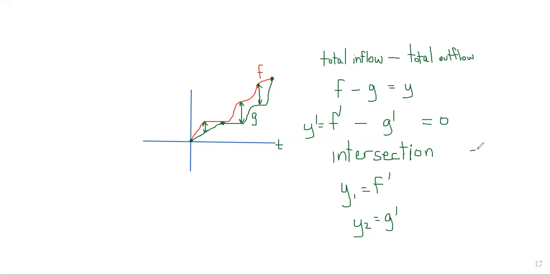You also have the 0 function on your graphing calculator. In that case, you would use this full expression in the y editor. You would let your y editor equal f prime minus g prime, and then find the zeros.